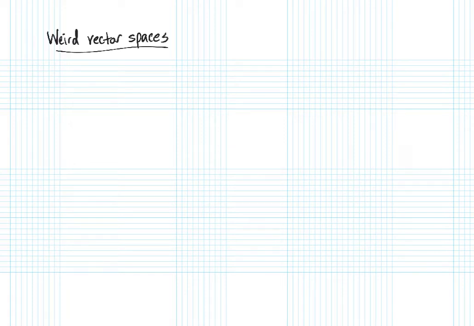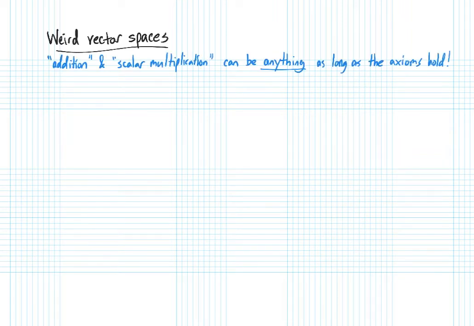Hi, everyone. So one important thing to remember about vector spaces is that because the definition is axiomatic, anything that satisfies the axioms counts as a vector space. And the operations that we call addition and scalar multiplication don't even have to look like the things that we normally recognize as addition and scalar multiplication. So addition and scalar multiplication can be anything as long as the axioms hold.